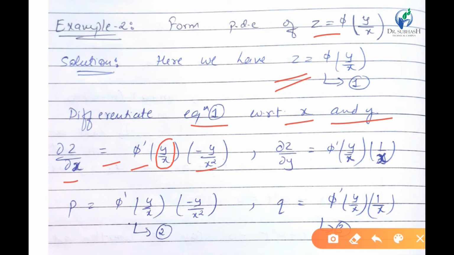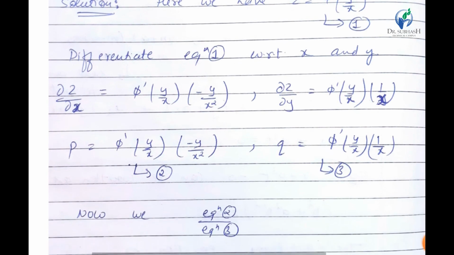Now del z by del x can be written as p and the rest of the term will be as it is. Now we differentiate with respect to y. So we get del z by del y equal to phi dash of y upon x. Now again we differentiate the inner part. The differentiation of y is 1 and 1 upon x will be as it is. Now del z by del y can be written as q and the rest part will be the same. We name these two equations as equation 2 and equation 3.